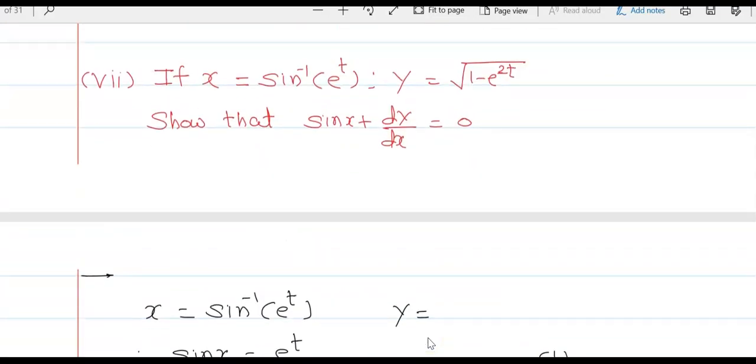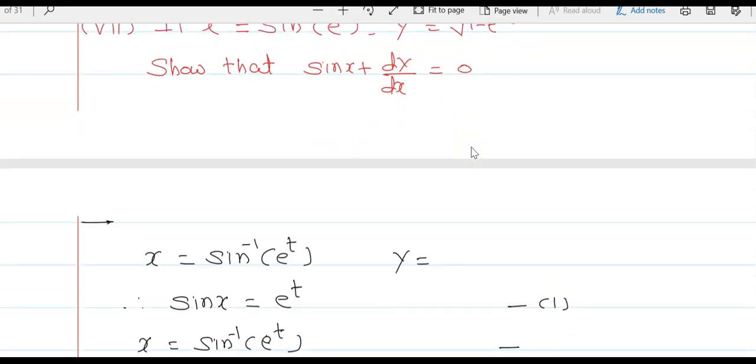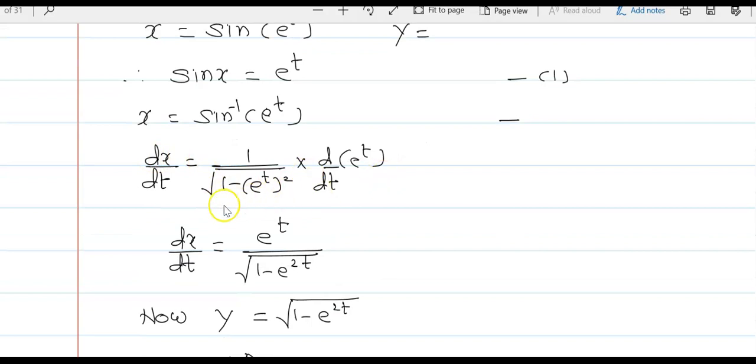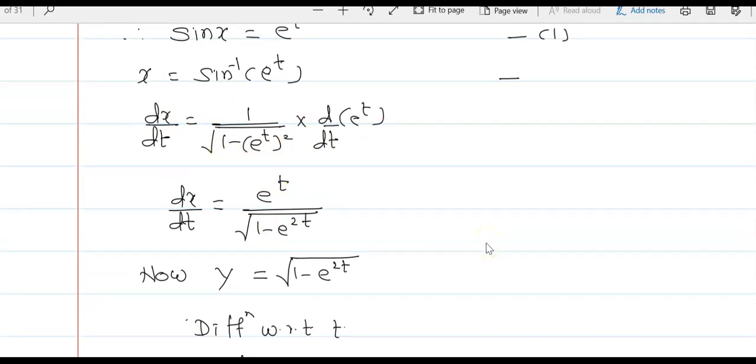Same. x is equal to sine inverse of e raised to t, y is equal to root of 1 minus e raised to 2t. Prove sin x plus dy by dx is equal to 0. x is equal to sine inverse of e raised to t, therefore sin x is equal to e raised to t. This is first. Now differentiate this, regular differentiation. I will scroll down, you can write down.